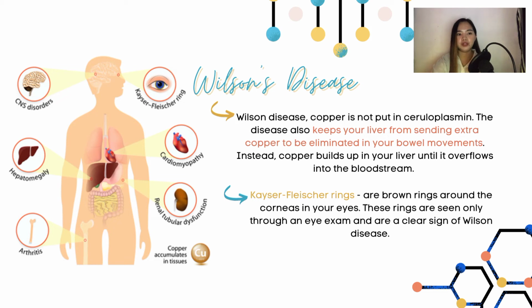One clear sign of Wilson disease is having Kayser-Fleischer rings, which are brown rings around the corneas in your eyes. These rings are seen only through an eye exam and happen in 98% of people with Wilson disease who have nerve symptoms, and they happen in about 50% of people with liver symptoms.